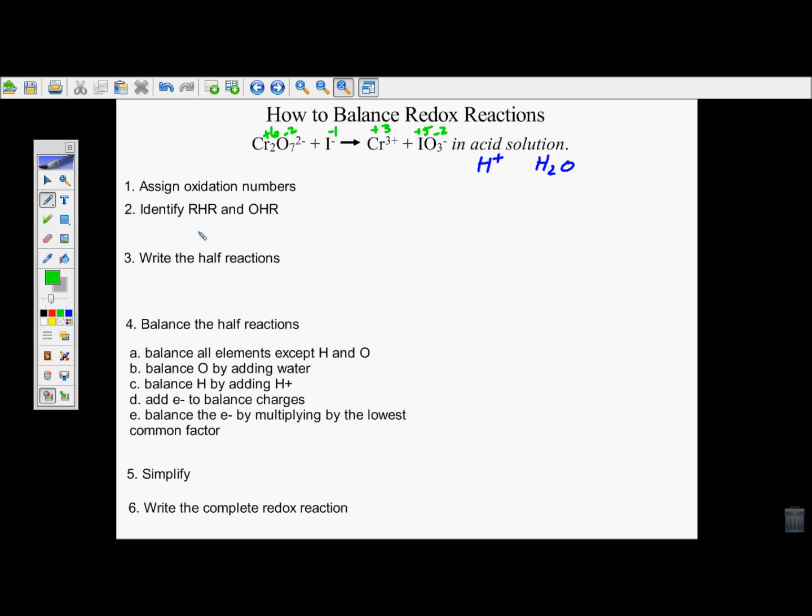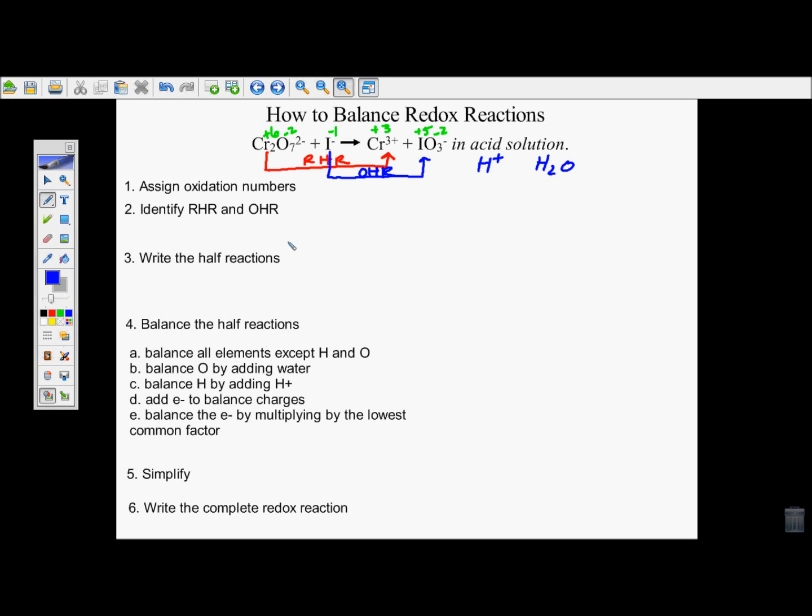Second step is the same as well. Identify reduction half reaction and oxidation half reaction. So oxygen doesn't change. Chromium goes from +6 to +3, so it's going down. So that means it's reducing. Iodine is going from -1 all the way up to +5, so it is being oxidized. And now we can write and balance the half reactions. There's a couple more steps, as you see, in balancing the half reactions. So let's do them one at a time.